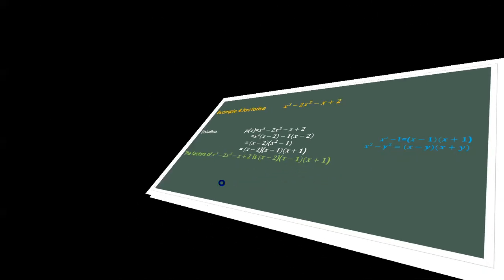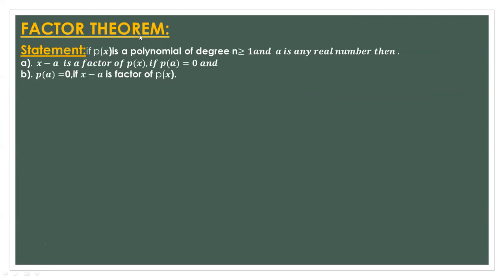All right. So next it is the factor theorem. Some theorems we are going to study here. First, its statement is: if p of x is a polynomial of degree n greater than or equal to 1 and a is any real number, then first, x minus a is a factor of p of x if p of a is equal to 0, and second, p of a is equal to 0 if x minus a is a factor of p of x.